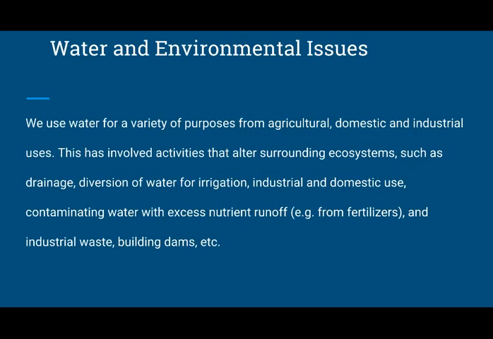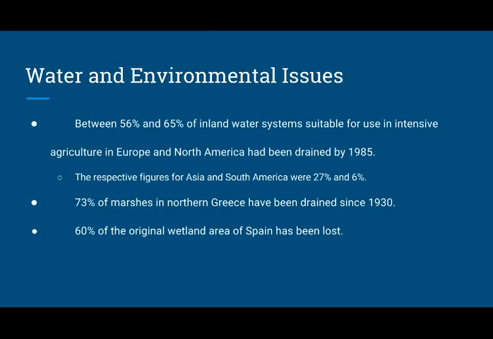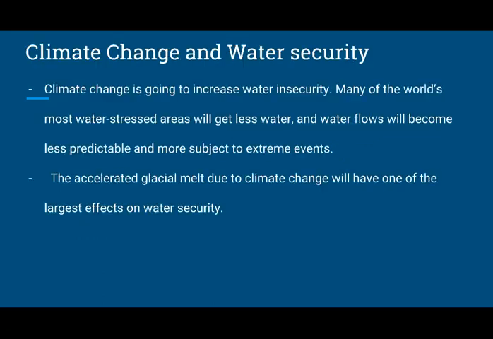Water and environmental issues. We use water for a variety of purposes, from agricultural, domestic, and industrial uses. This has involved activities that alter surrounding ecosystems, like contaminating water with excess nutrient runoff and industrial waste. Between 56% and 65% of the inland water systems suitable for use in intensive agriculture in Europe and North America had been drained by 1985.